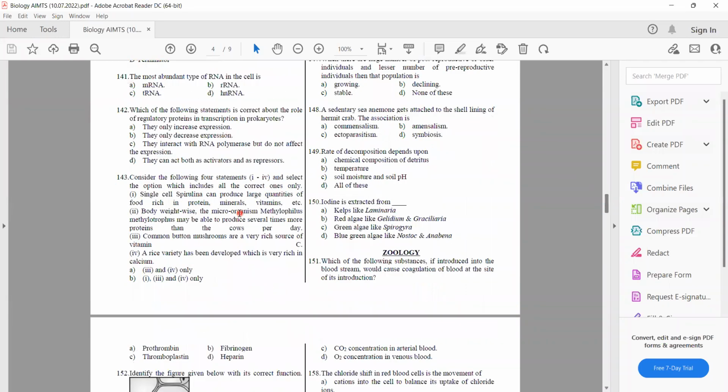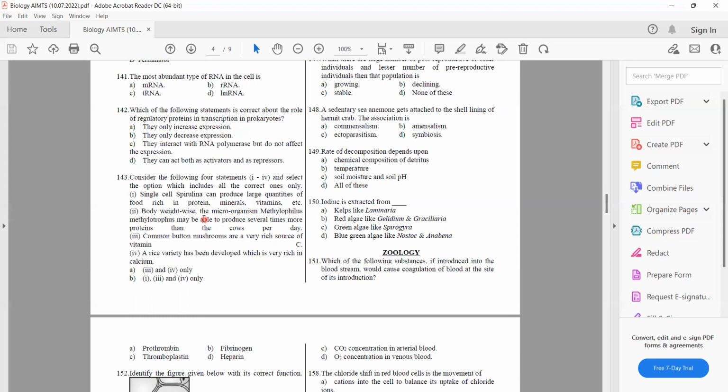Consider the following statements and select the options. The first one: single cell Spirulina can produce large quantities of food which is rich in protein, minerals, and vitamins. And body weight wise, the microorganism Methylophilus methylotrophus may be able to produce several times more proteins than the cows per day. Yes, the first one is right. When we talk about single cell protein, it is rich in protein, minerals, and vitamins. And the second statement is also right.